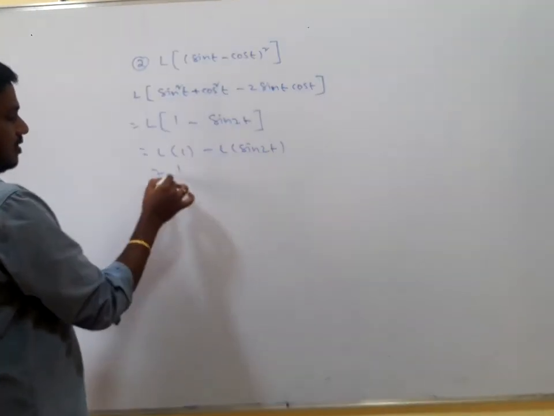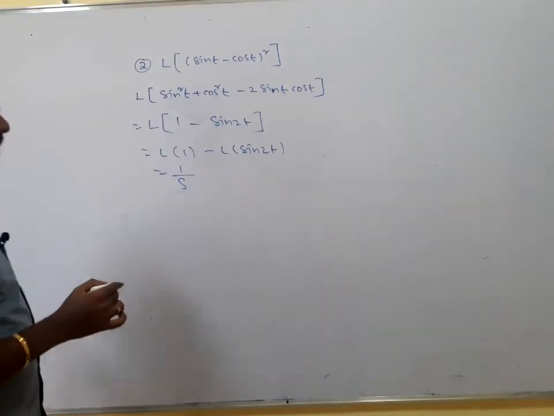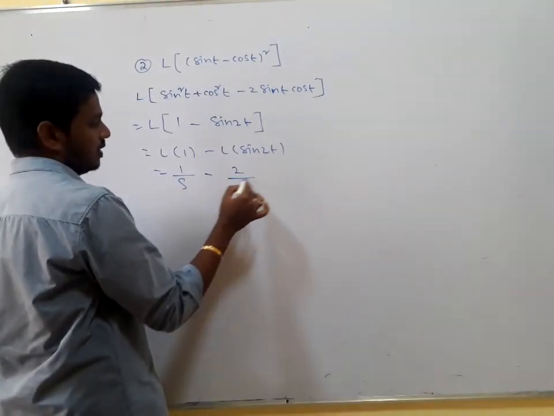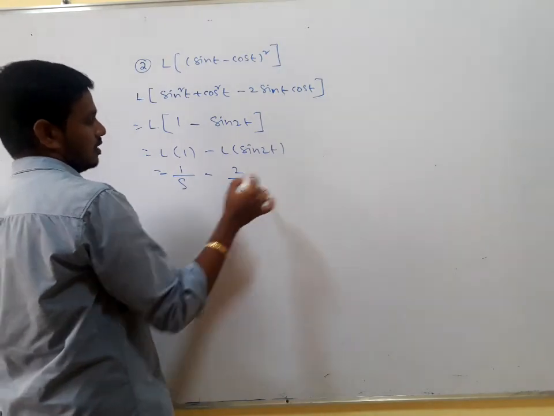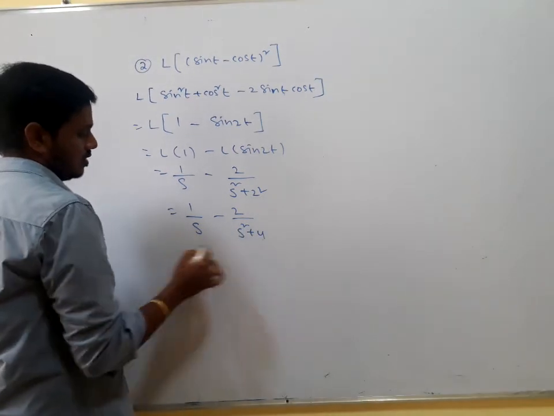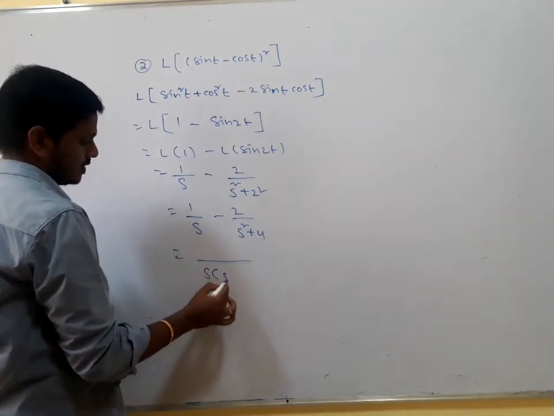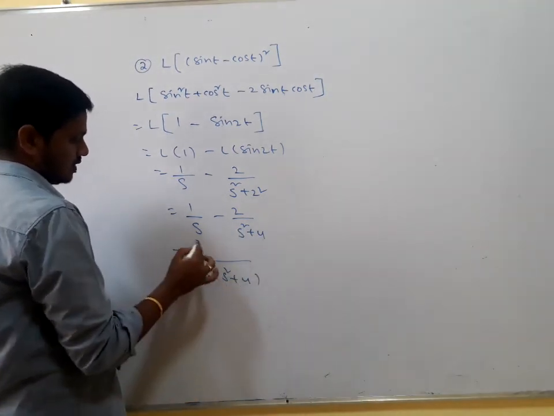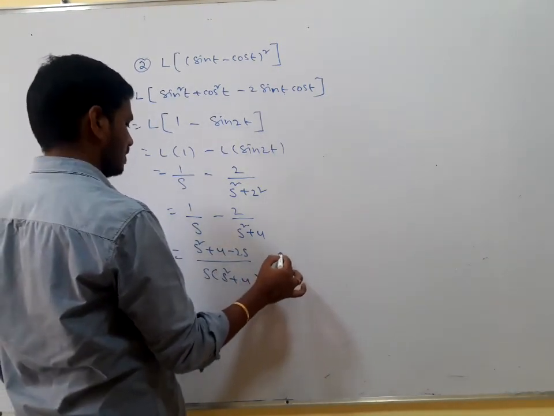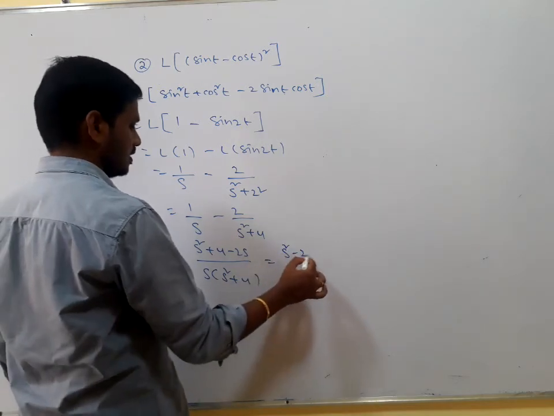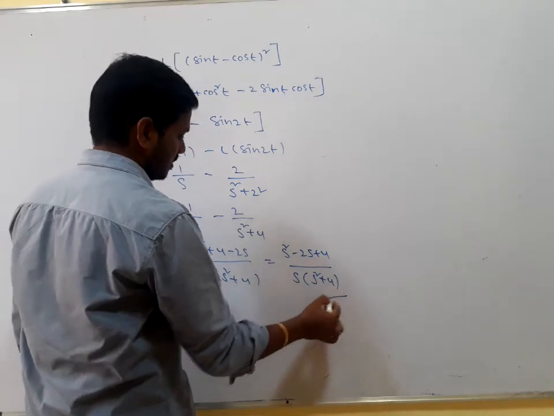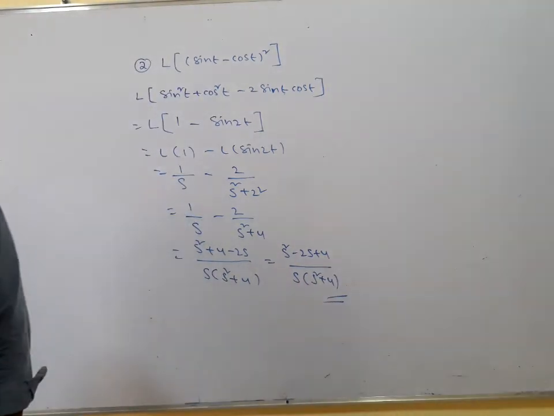Here Laplace transform of 1 is equal to 1 by s. Laplace transform of sin 2t is equal to a divided by s square plus a square, that is 2 divided by s square plus 2 square. Yes, here it is 1 by s minus 2 divided by s square plus 4. So here it is s into (s square plus 4), s square plus 4 minus 2s, which is s square minus 2s plus 4 divided by s into (s square plus 4). This is the way of finding the Laplace transformation.